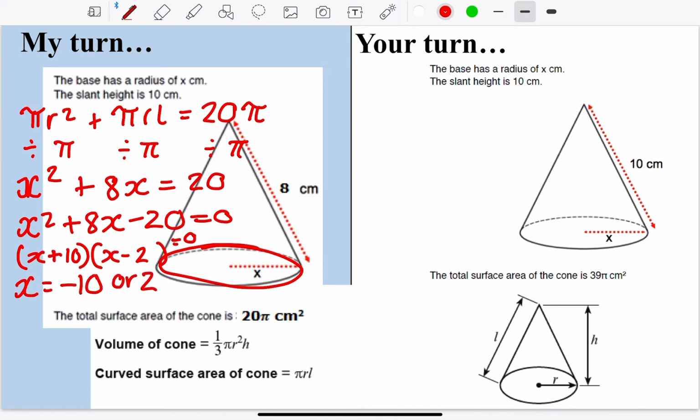And then refer back to earlier videos where I discussed the fact that we can't have a negative length. So x has to equal 2, and it is going to be in centimetres. Pause the video here and have a go at the your turn question.